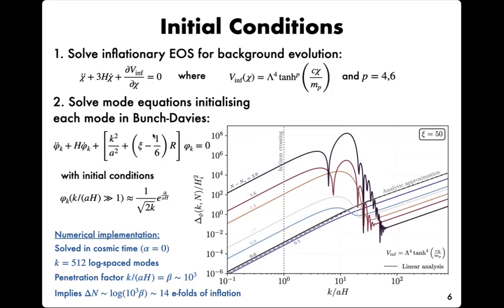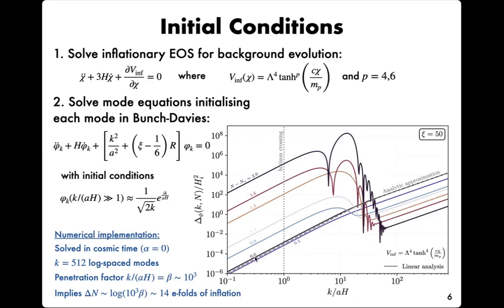And then using this, we initialize each of our scalar fields in Bunch-Davies. And then for each of the k-modes, we solve this differential equation. We did this all in real time. We chose about 512 odd log space modes. What you essentially see in this panel is, on the x-axis, your k values, and on the y-axis, the amplitude of these specific k-modes.